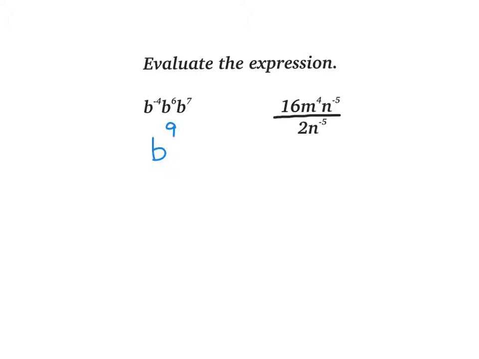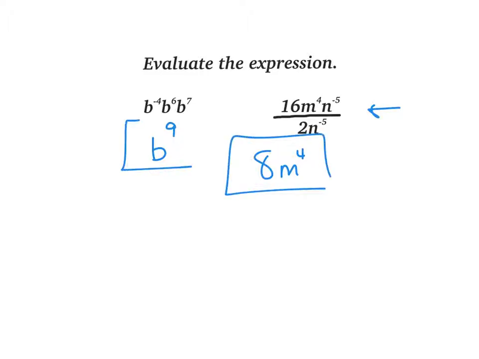The second one here, it's got a fraction bar, so we're going to divide. 16 divided by 2 is 8. There's nothing to do with the m, it's just m to the 4th. Now, if you notice on the numerator and denominator, I have n to the -5 both places. They cancel, or you could also do the rule and subtract. If you do -5 minus -5, you get 0, which is n to the 0, which is 1, so the ones are just gone, the n's are just gone, so there's no n in the answer on that one.